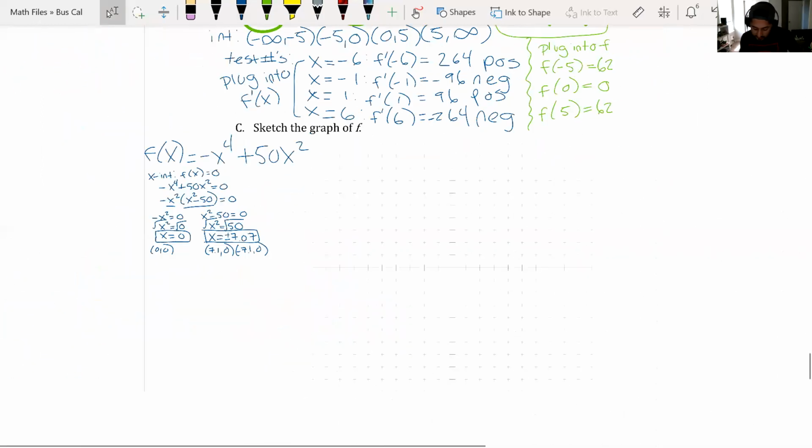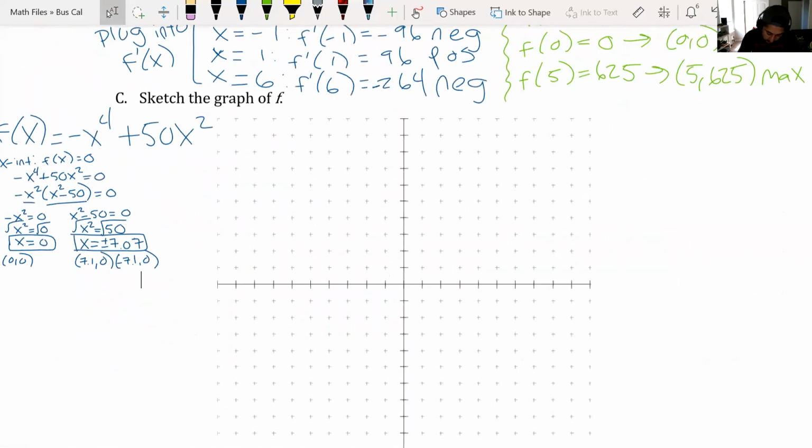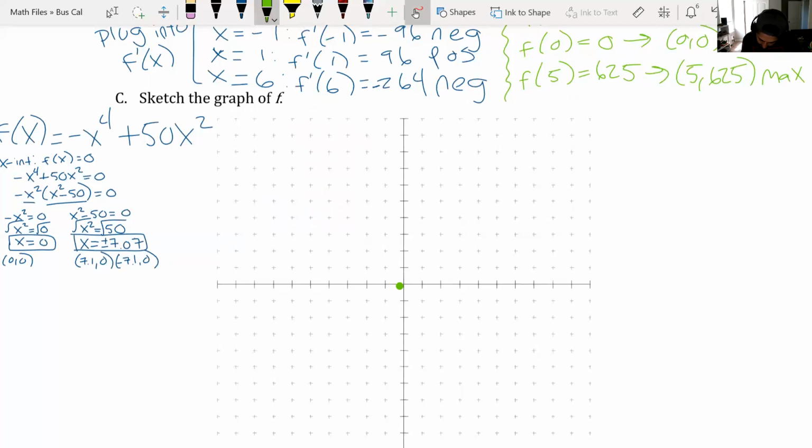Okay. Now let's plot. I'm going to plot my x-intercepts first. So (0, 0), and then 7.1. I'm just going to put it on 7. Doesn't have to be perfect. 1, 2, 3, 4, 5, 6, 7. Those are my x-intercepts.